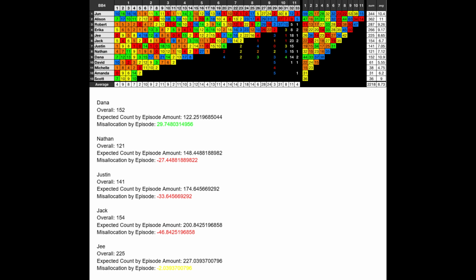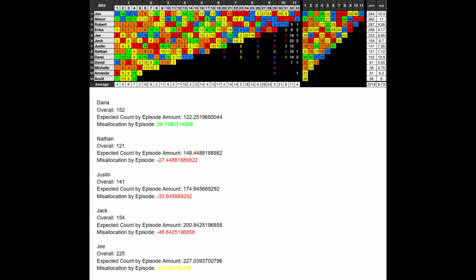Justin has 141 diary rooms, and his expected count by episode amount is 174.64, meaning that his misallocation is 33 less than he should have based on if this were balanced.